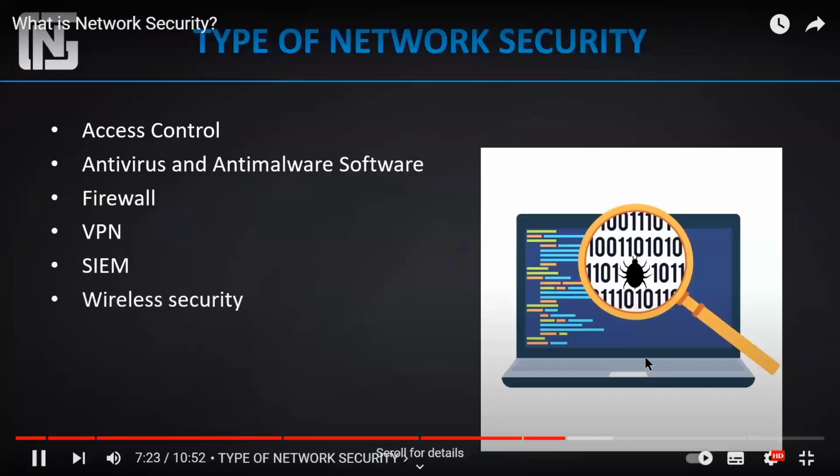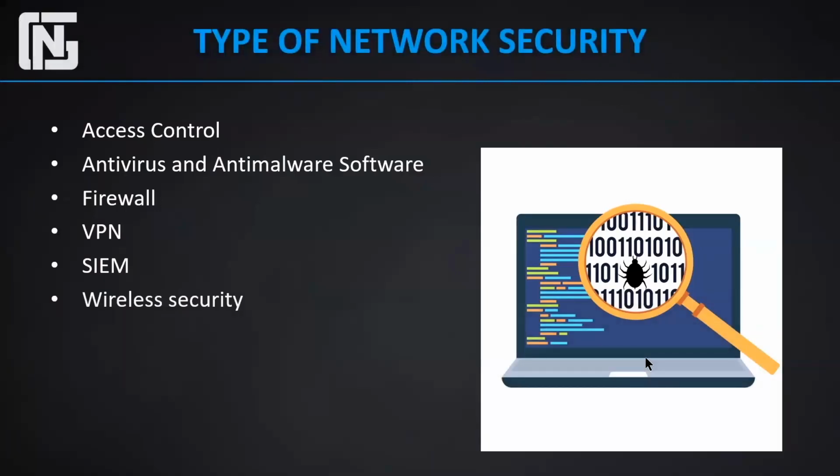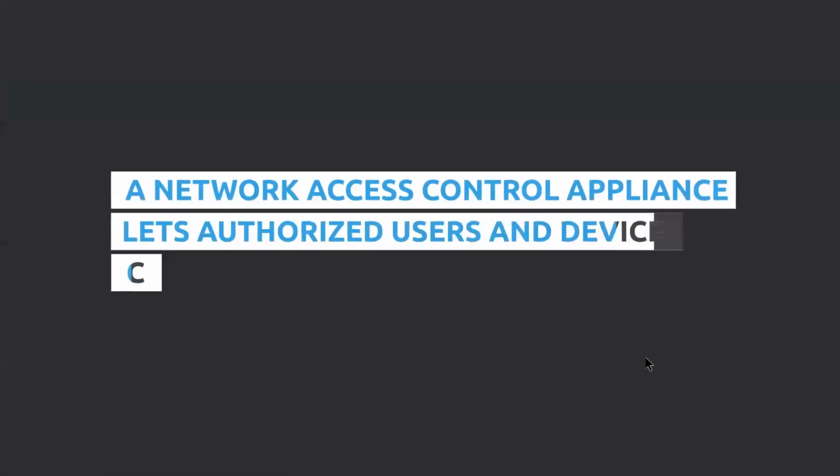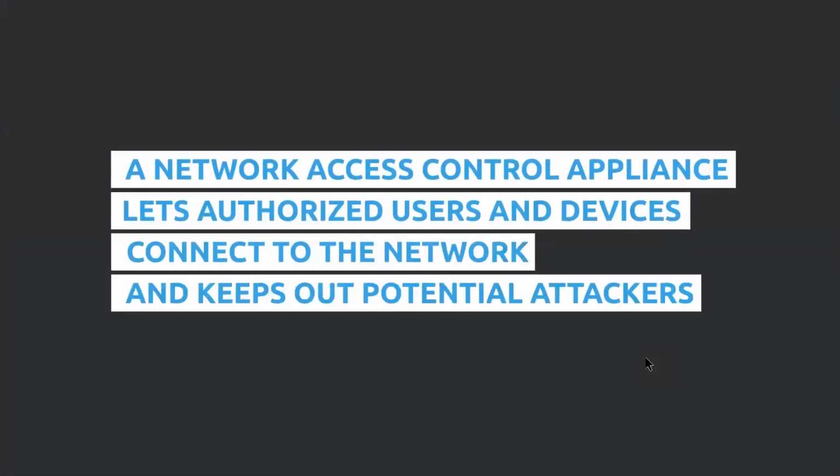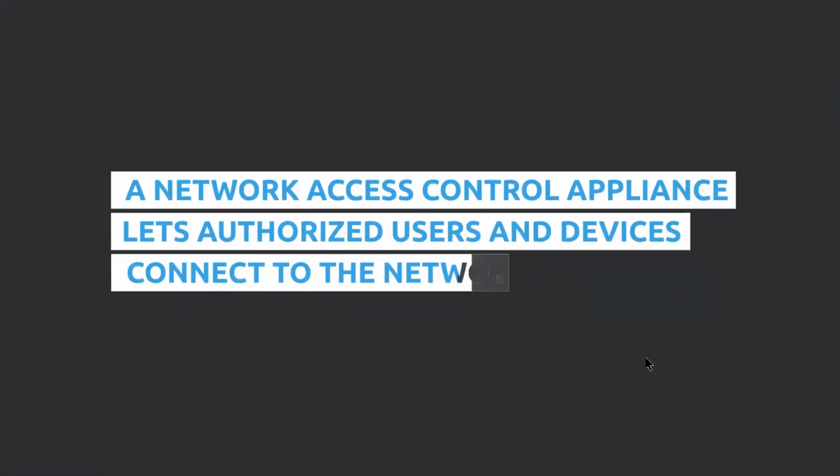There are multiple types through which we can implement network security, and here we'll be discussing just a few of them, starting with network access control. A network access control appliance lets authorized users and devices connect to the network, and it keeps out potential attackers. So in a NAC appliance, administrators need to recognize each user and each authorized device, so that enforcement through policies can be applied based on their level of access.